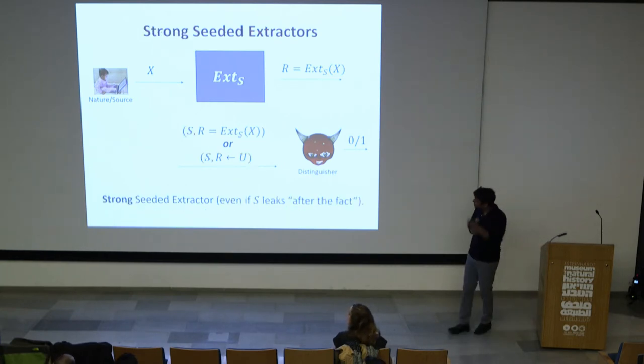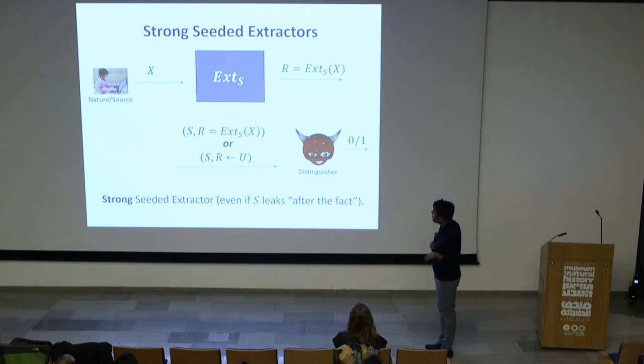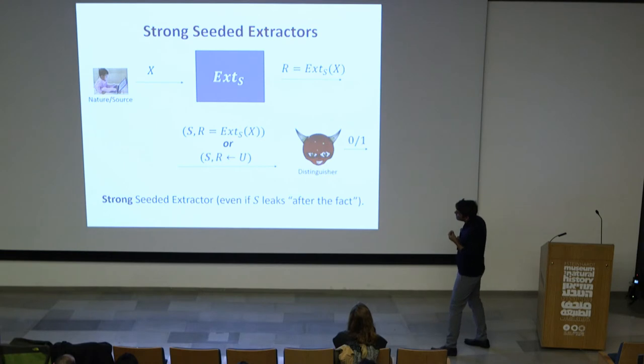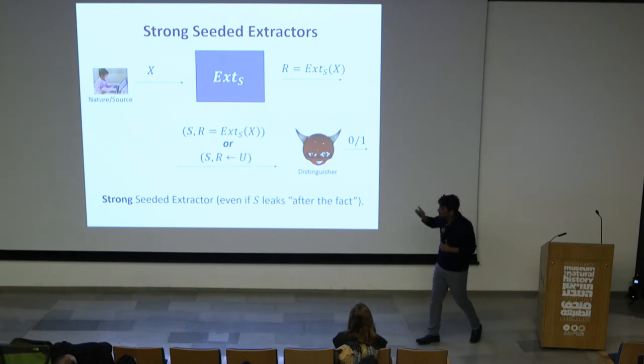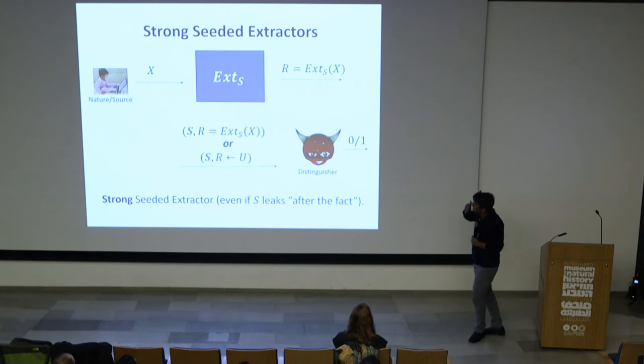Okay, so in reality, what you want is a stronger notion, which is called strong seeded extractor. And what does this say? Roughly speaking, you want to say that the entropy in R comes not from the seed, which is uniformly random, but rather from the source. R could simply be S itself, and that wouldn't be fair. So you want really the entropy to come from the source.